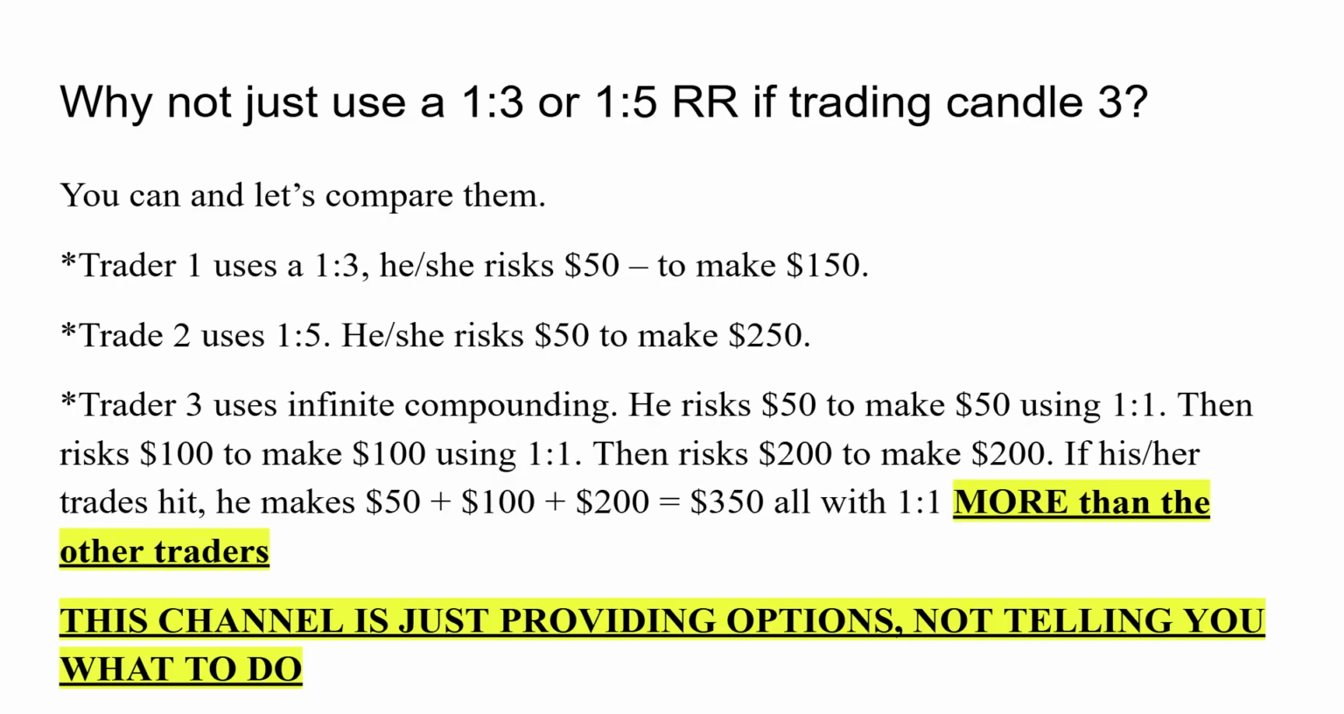Now, Trader 3 uses infinite compounding. So what they're going to do is they risk 50 to make 50 just using 1-to-1, and they hit. The next trade they risk 100 to make 100 using 1-to-1. That trade hits. Last trade, they risk 200 to make 200. If all their trades hit, they have made $50, $100, and then $200. All of those amounts together equal $350, all with 1-to-1s. Trader 3 has made more than Trader 1 and Trader 2, even though they all may have been trading the same quote-unquote candle 3.